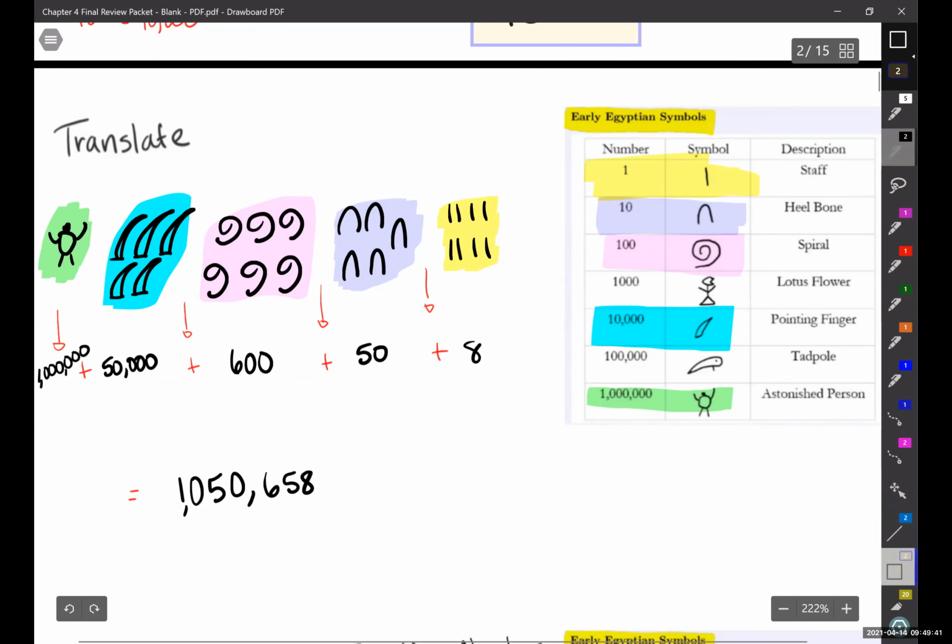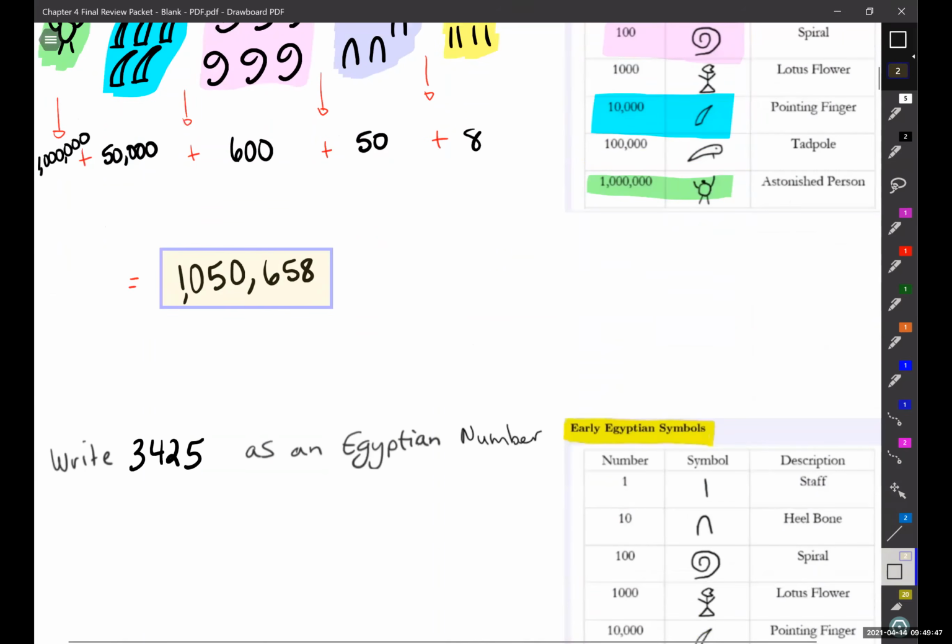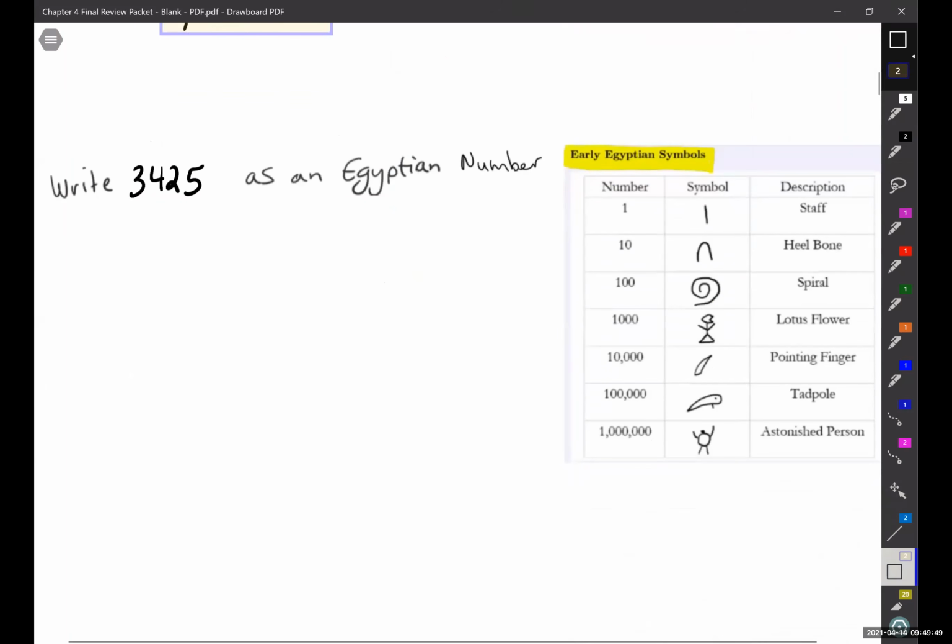Any questions here? If not, then let's do the reverse. Let's go from our number system, 3,425, to an Egyptian number. Anytime you're doing this, it helps to say the number verbally, like I just did, 3,000. That tells us there's 3 1,000s, 400, 4 100s, 20, 2 10s, 5 1s.